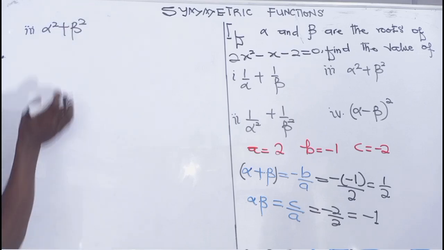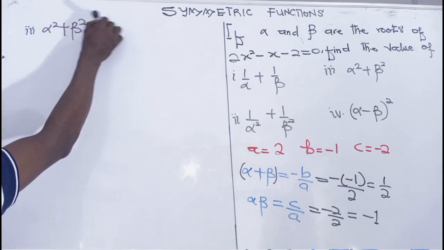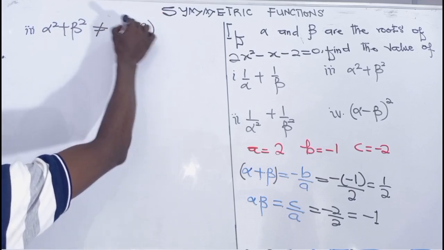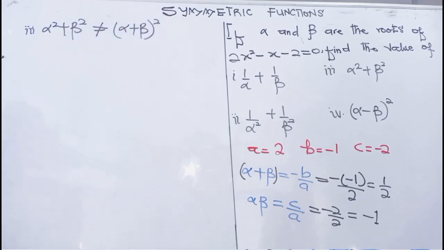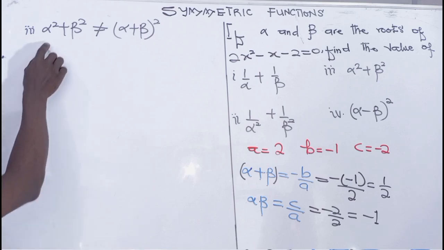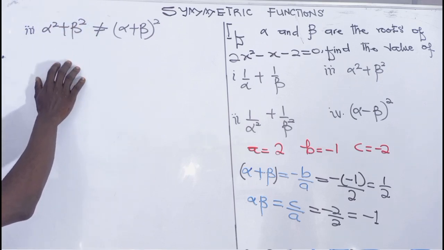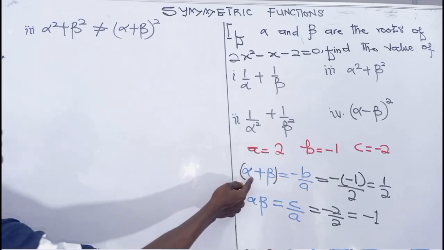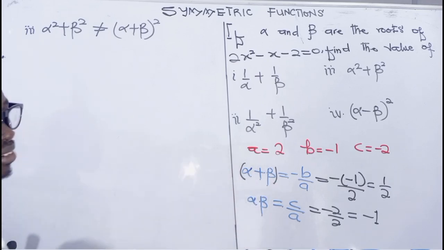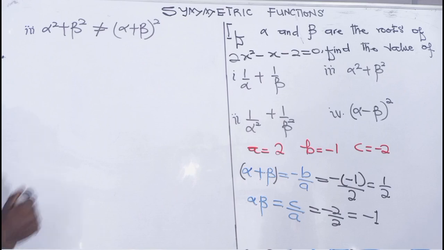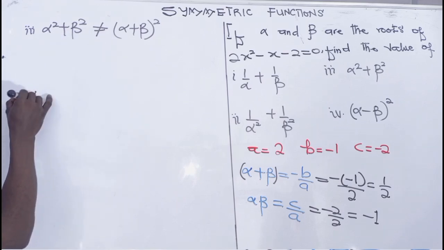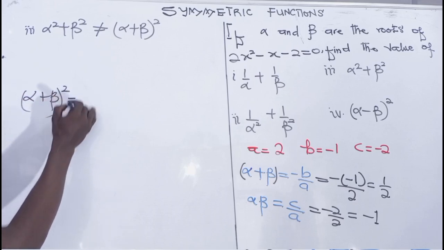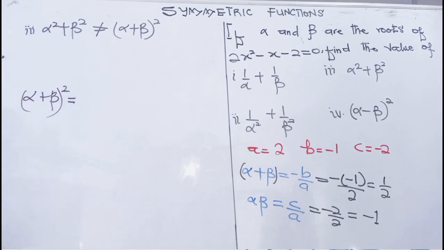Now remember that alpha squared plus beta squared is not equal to alpha plus beta all squared. Take note of that. Now you want to find the value of this symmetric function. So what we have to do is to massage this function such that at the end we can have alpha plus beta and then alpha beta. Looking at this, you realize that when we expand alpha plus beta all squared, we are going to get something of this form inside.